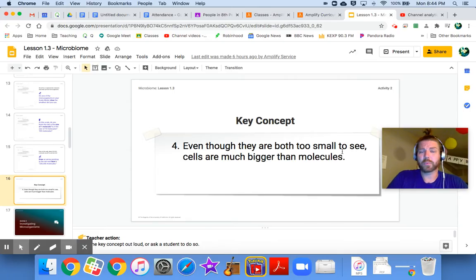But guess what's even way, way, way smaller? Molecules. Molecules make up those microorganisms. Just like how you and I are made out of tiny little cells that are microscopic, you can't see them. Cells are also made of molecules. They serve different purposes and different functions, but on a scale size, you can sort of think of it that way.